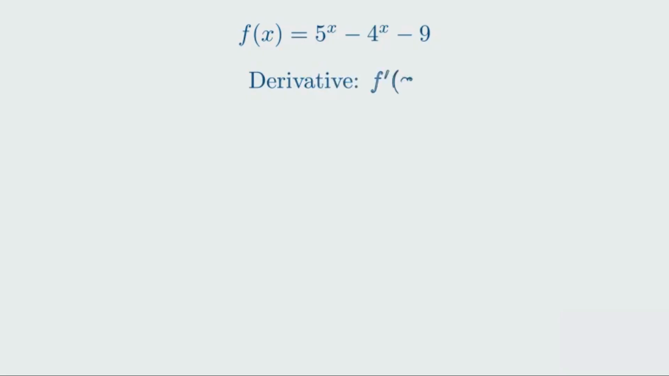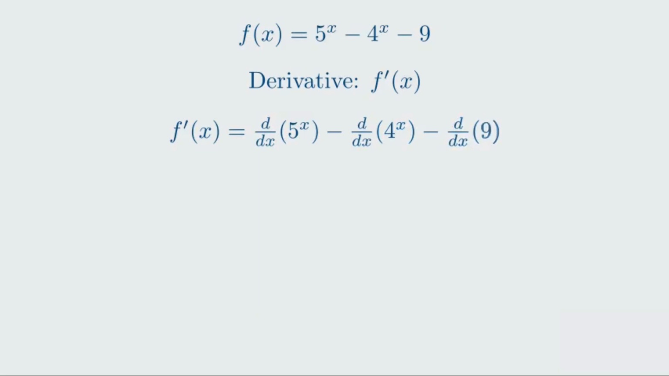at any point x. Remembering the derivative rule for an exponential function, the derivative of a to the x is a to the x times the natural logarithm of a. We can find our derivative. The derivative of 5 to the x is 5 to the x times ln 5. The derivative of negative 4 to the x is negative 4 to the x times ln 4. The derivative of the constant negative 9 is just 0.